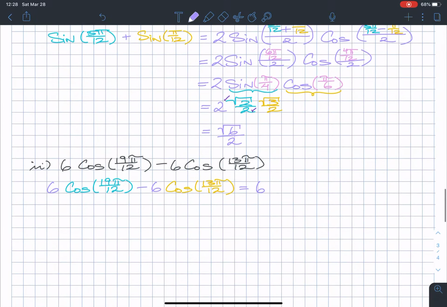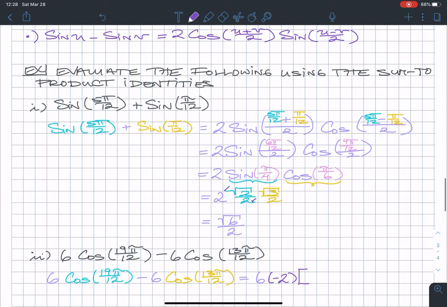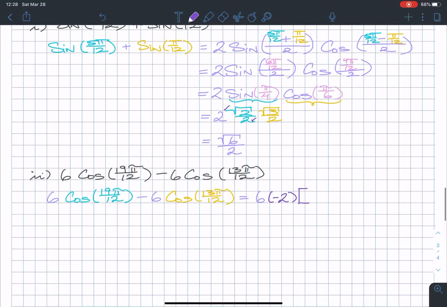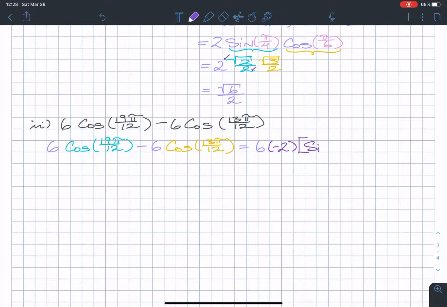Okay, so this should be negative 2. What was it again? Sine of the sum and sine of the difference. So this is sine of first argument plus second argument all over 2, sine of first argument minus second argument all over 2.